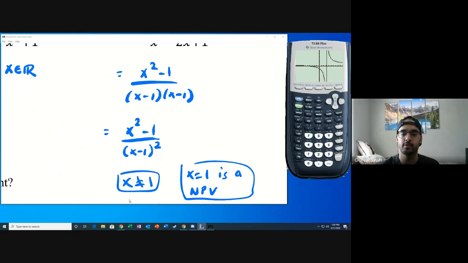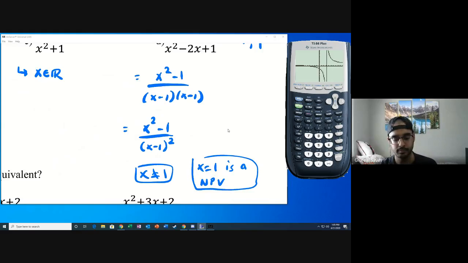However you choose to represent it is totally fine. So x can't be 1, or saying x equals 1, that is a non-permissible value. Those two statements say the same thing. Okay, however you choose to represent it.